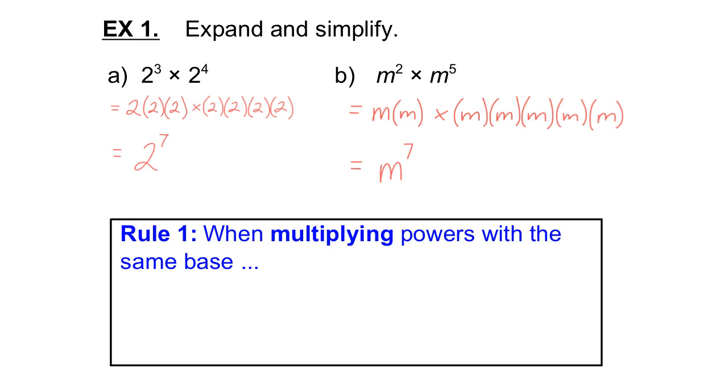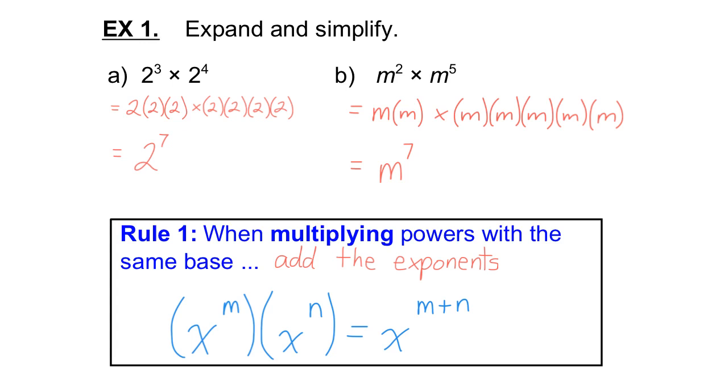When multiplying powers with the same base, what do we do? Here I'm multiplying powers with the same base. What did I do to simplify it? Well, I had an exponent of 3 and an exponent of 4, and I ended up with an exponent of 7 when I simplified it. Here I had an exponent of 2, an exponent of 5, simplified it was 7. So what am I doing with these exponents to get my simplified power? Well, I'm adding them. 3 plus 4 is 7. 2 plus 5 is 7. So when you're multiplying powers with the same base, just add the exponents.